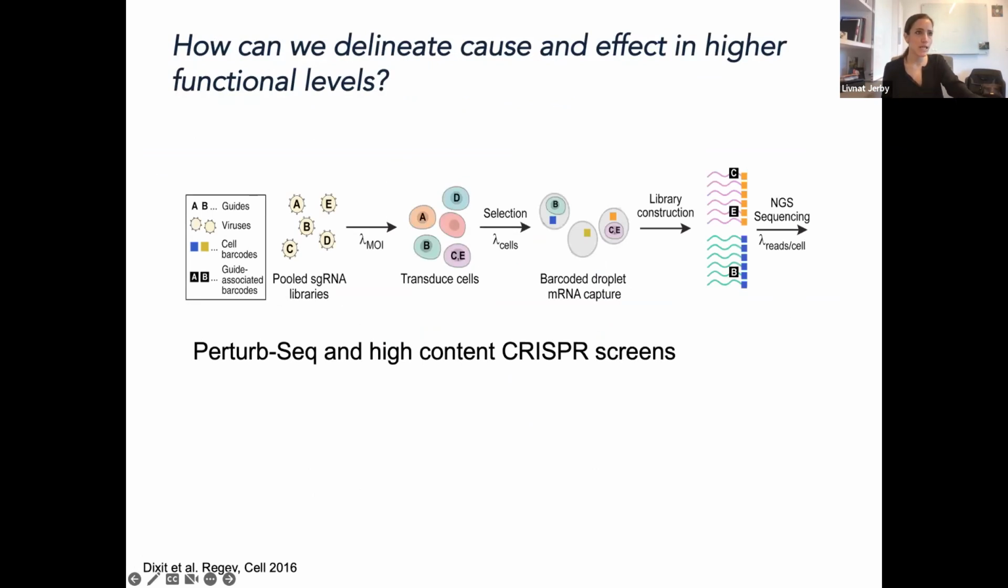will help us delineate the mechanisms of both cellular and multicellular processes. Perturb-seq is a method that was co-developed in Aviv Regev's lab and also in Jonathan Weissman's and Ido Amit's labs, where we can do multiplex pooled screens and then collect information at the single cell level, for example, single cell RNA sequencing, CITE-seq, ATAC-seq, etc.